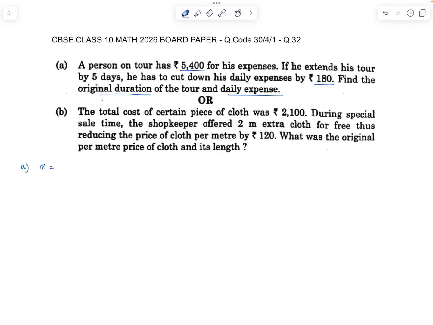So let's assume variables for these two. Let x be the duration and y be the daily expense. The amount allotted is 5,400. That is xy is equal to 5,400. Let this be equation 1.